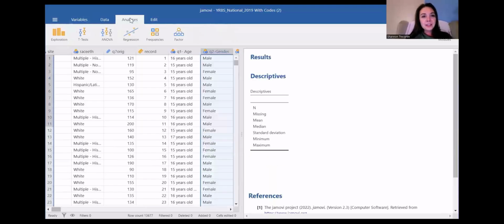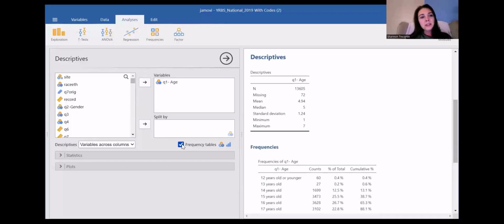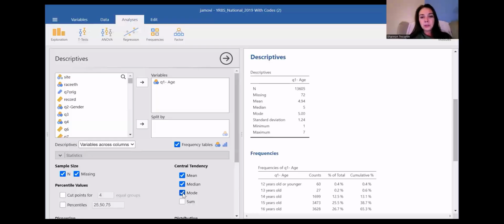You go to Analysis, Exploration, Descriptives, and you move the age variable. You just drag it and drop it into the variables box. What you're going to do next is you're going to click on the frequency table. And you're going to click on Statistics, and you are going to click on Mode here, because in the previous presentation, as you heard, if you have a variable that is ordinal, which is ordered categories, you need to report the mode as the measure of central tendency.